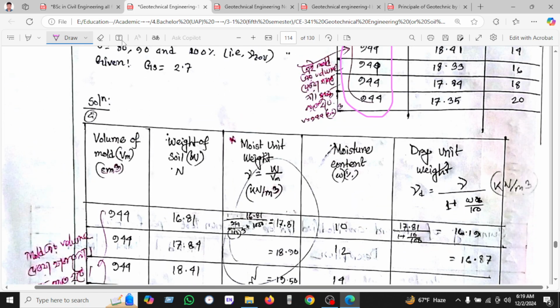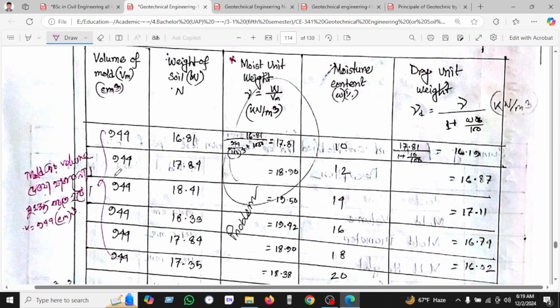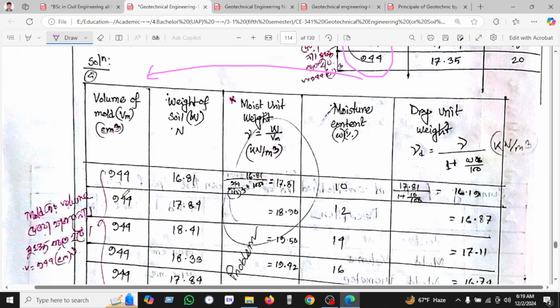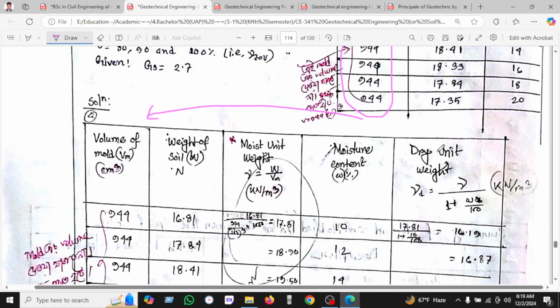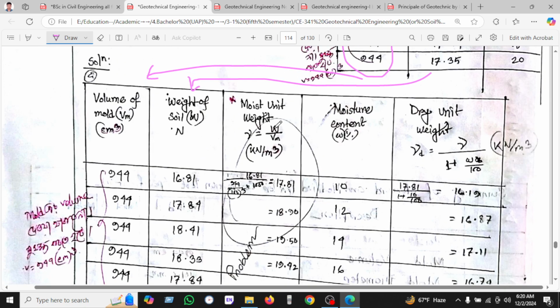So we can see the volume of the mold is given here. We are putting in this value, 944 centimeter cube, but we have to memorize it for the standard Proctor test. The volume is constant, and the weight of soil is also given here. The weight of soil is 16.81.